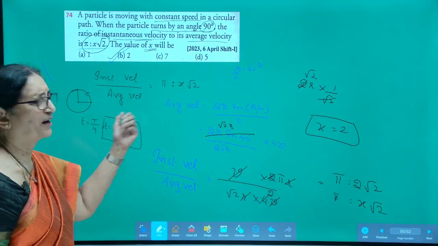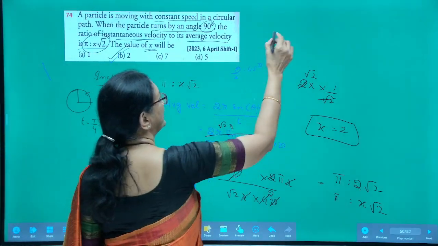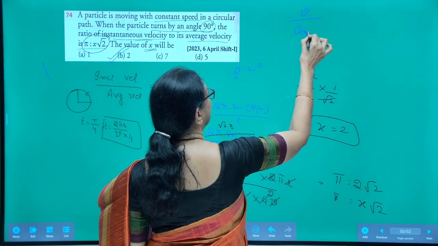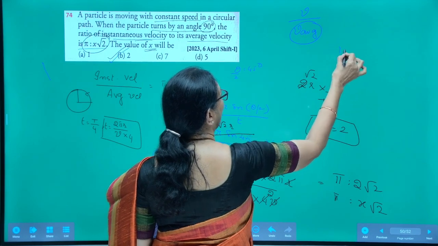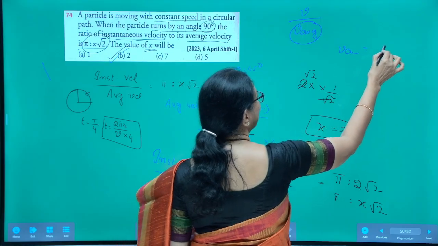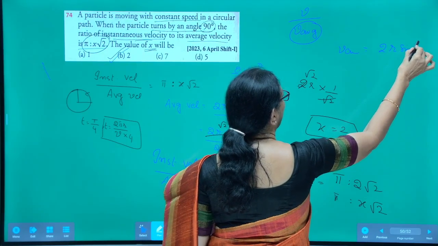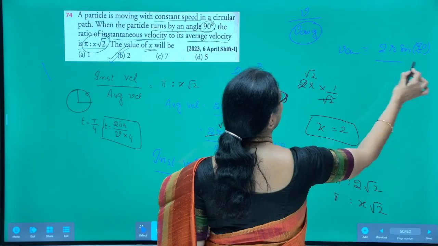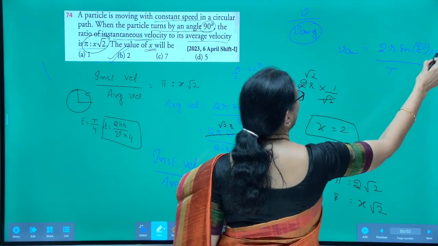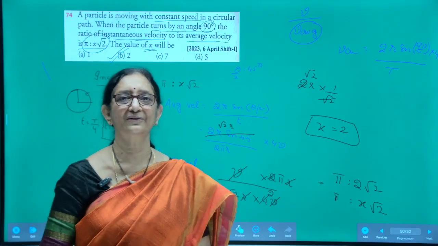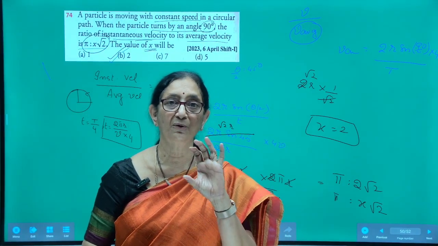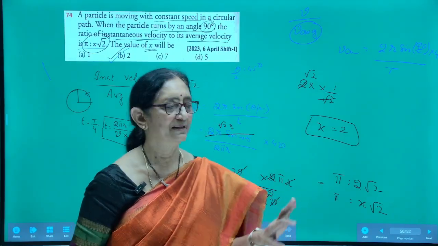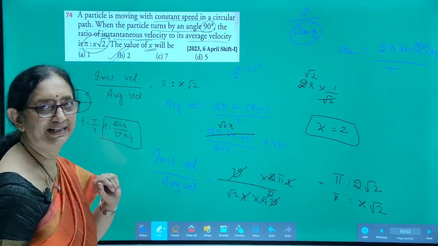Okay. So, the problem is simple, isn't it? You are supposed to find the ratio of instantaneous velocity to average velocity. Average velocity is equal to total displacement by total time. Here displacement for angle theta is given as 2r sin(theta/2), divided by T/4, because if it turns through 90 degrees, the time taken is 1/4 the time period, and once again the time period is 2 pi r by v. Substituting on all those, we got that value.